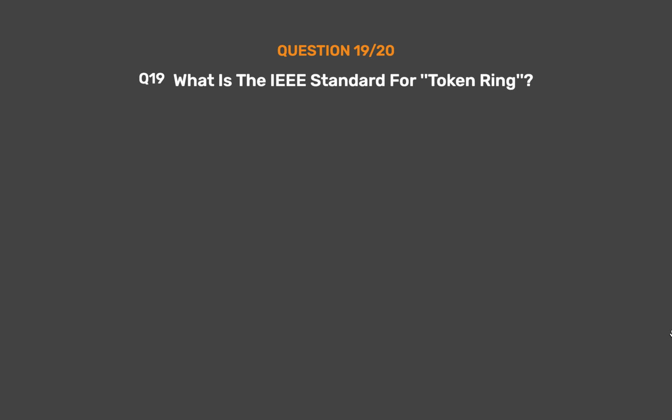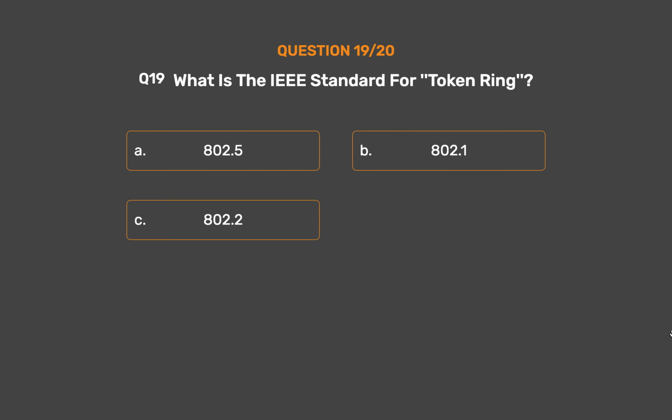Question number 19. What is the IEEE standard for token ring? Option A, 802.5. Option B, 802.1. Option C, 802.2. Option D, 802.3.